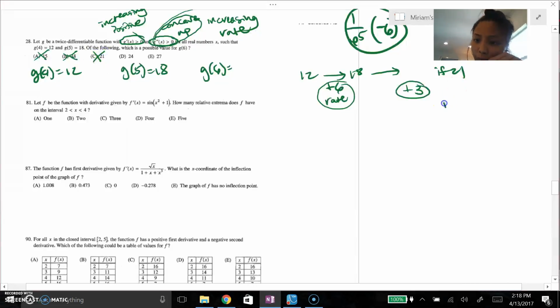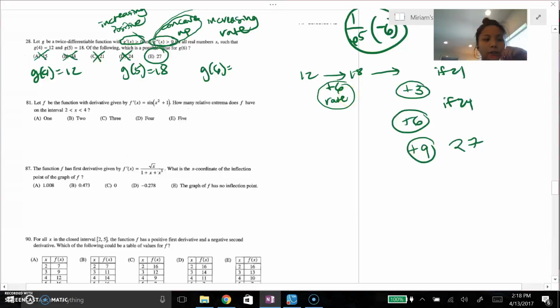What about 24? If 24, from 18 to 24, that's going to be plus 6. So that's exactly the same, which means the rate didn't increase. So we don't like that. So the only option we have is 27. So to get from 18 to 27, we have to add 9, which is bigger than 6. Okay, that's why that's the answer.